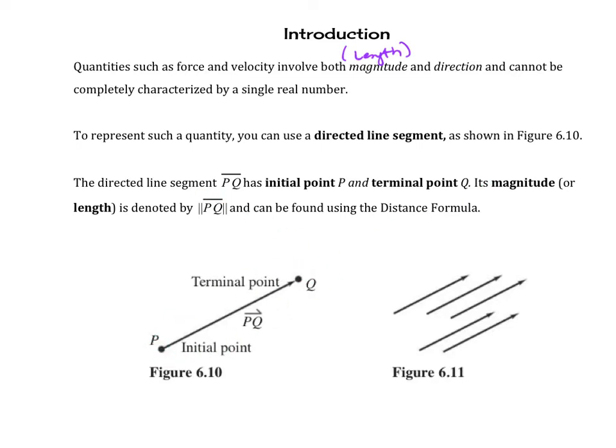The directed line segment PQ has initial point P and terminal point Q. So initial point P, terminal point Q. Its magnitude or length is denoted by the norm of PQ, with the little half arrow on it, and can be found using the distance formula.